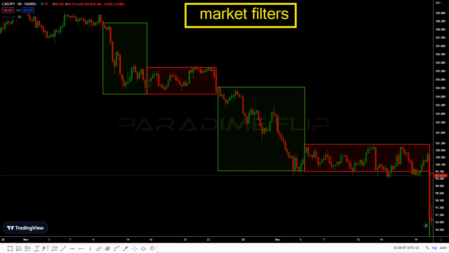So if you look at the chart, we have two basic conditions. We have condition number one in the green box and condition number two in the red box. And it's quite clear that condition number one is very trendy and condition number two is very rangy. And we can see it here again.